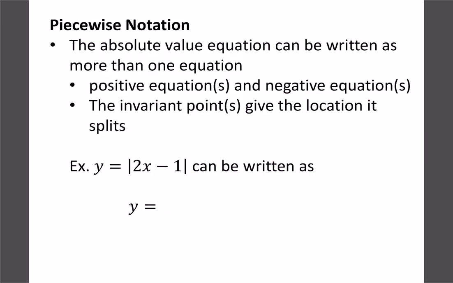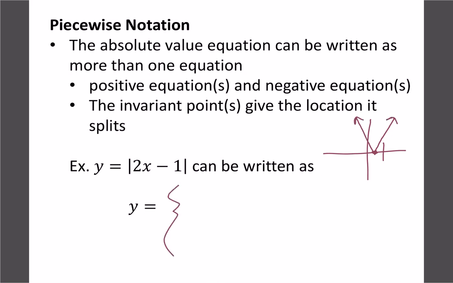Another way of writing these is what we call piecewise notation. What it means is we just write the absolute value as two normal equations. So if we graph y equals |2x minus 1|, our intersection point would be at a half, so we know that's where our invariant is. And we know it's going to be a V-shaped graph looking something like that.